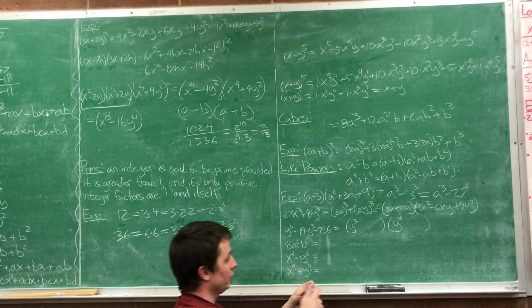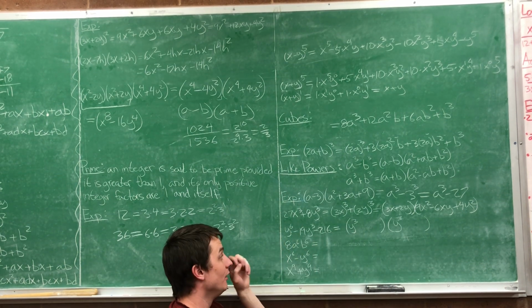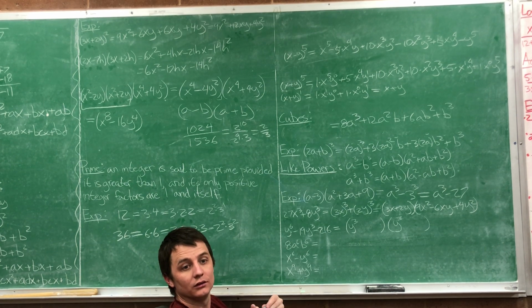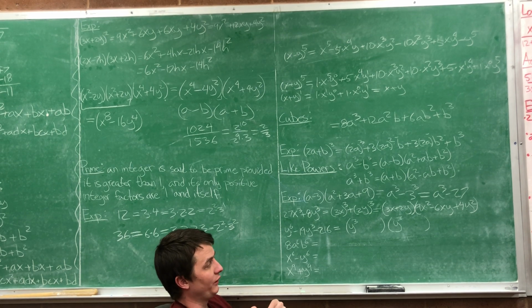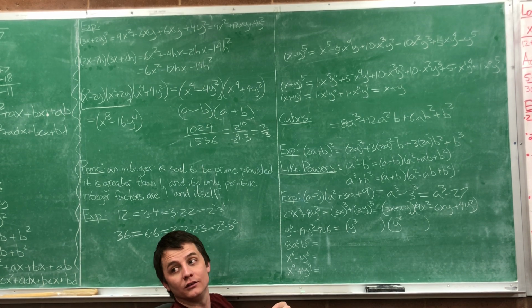Now I need two numbers that multiply together to give me negative 216, and that added together give me negative 19. Right? Well, what's the square root of 216? Does 216 have a square root? I don't think it does. So that doesn't work.